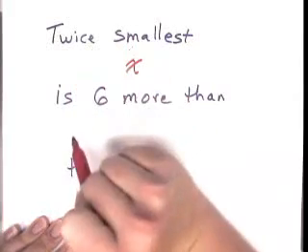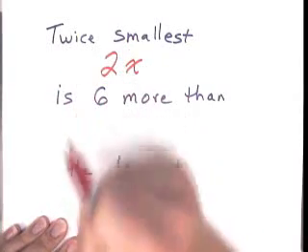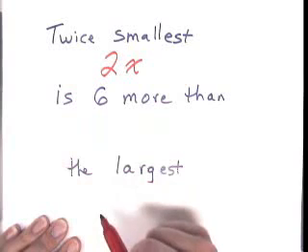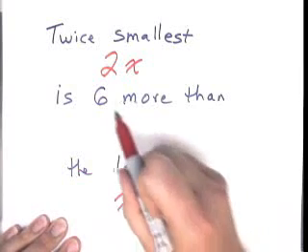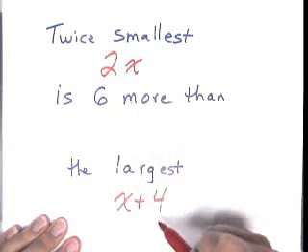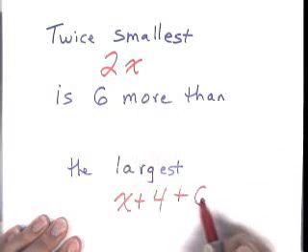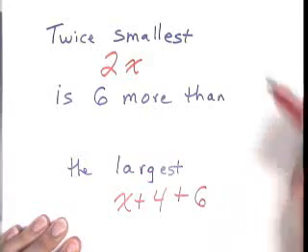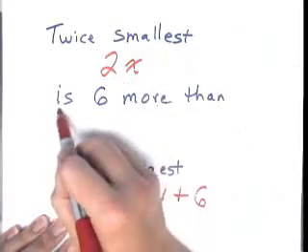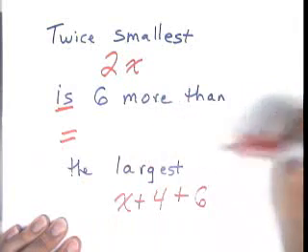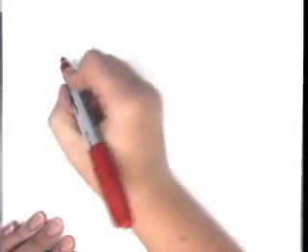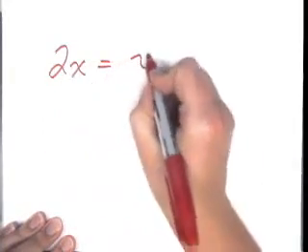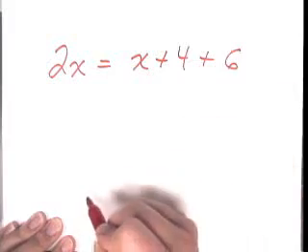So what we're going to do is to show twice the smallest. Our smallest is going to be represented by x. Twice x means to multiply it by 2. And then it says that that is 6 more than the largest. The largest is going to be shown by x plus 4. 6 more than that value means to add 6 to the end of it. So we now have an equation we can write. Twice the smallest is, that's our equal sign, 6 more than the largest. So our equation is going to look like this. 2x is equal to x plus 4 plus 6 more.